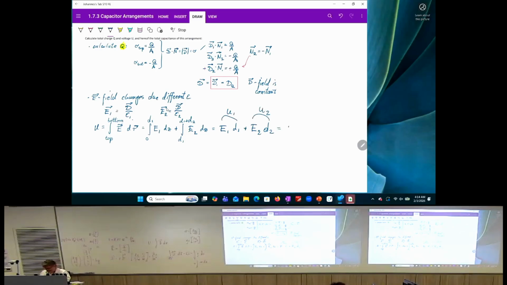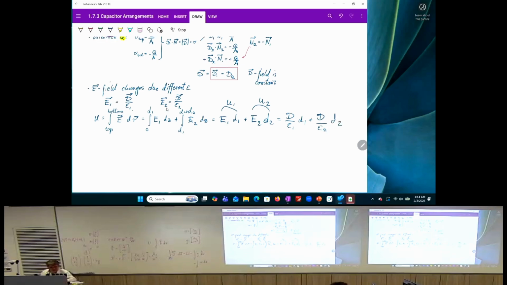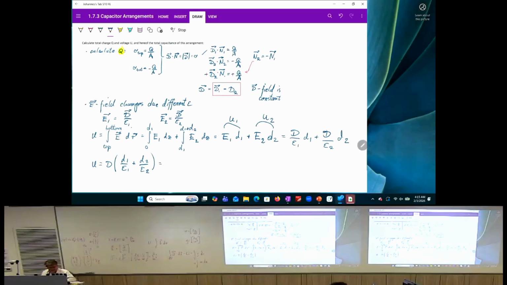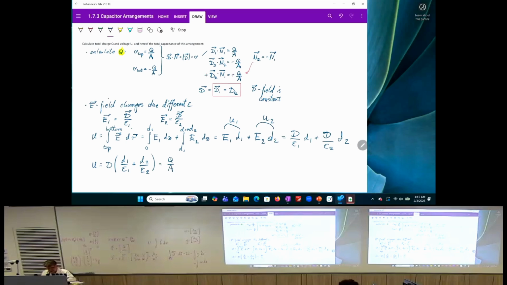And the electric field, we said, is obtained from the flux density. So we can also write it like that here. Now, the flux density is constant. We can pull it out of the bracket. Then it is d1 over epsilon 1 plus d2 over epsilon 2. And the flux density is determined by the charge and the area, so that is basically Q over A.